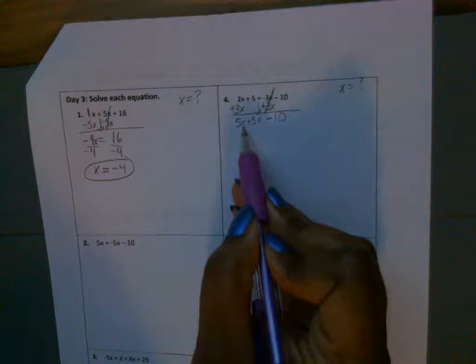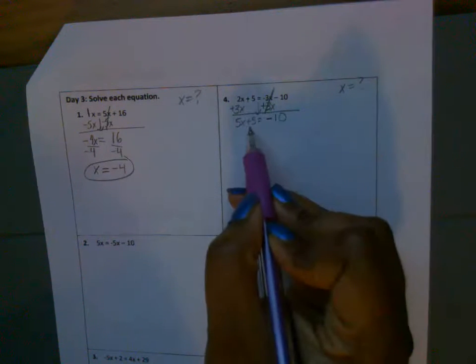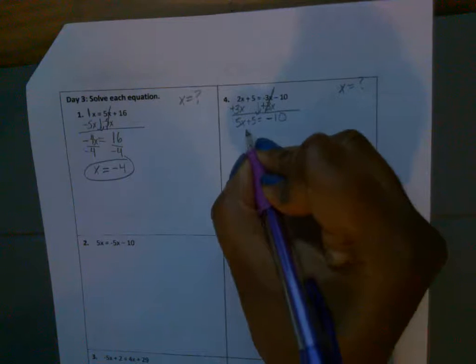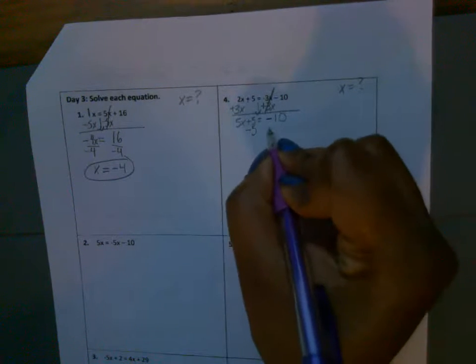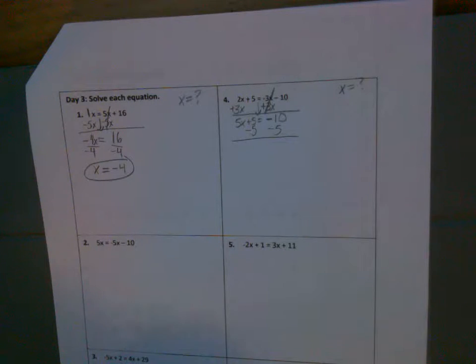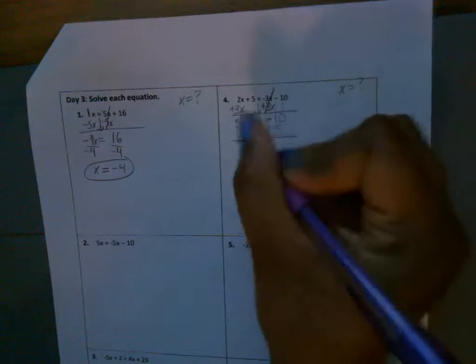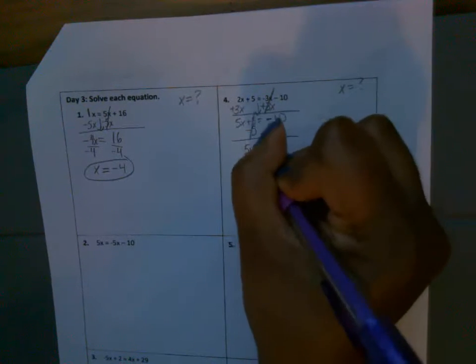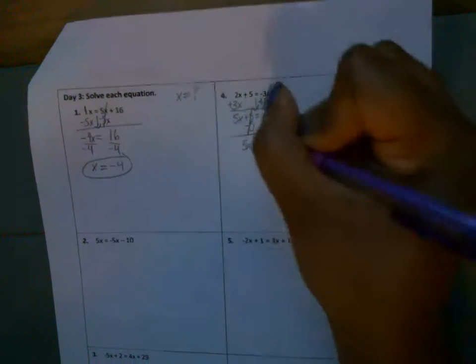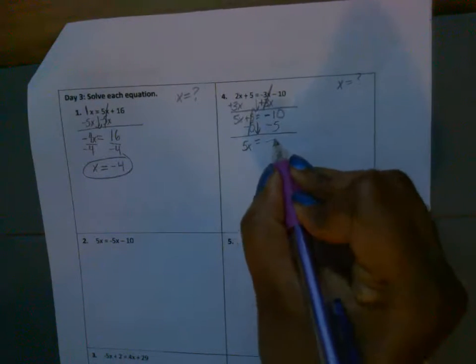Now to get x by itself, you got to get rid of all numbers that you can add or subtract to move. This is a positive 5, so I can subtract it to move it. When I subtract 5 on this side, this just gives me 5x. And on the other side, this gives me negative 15.